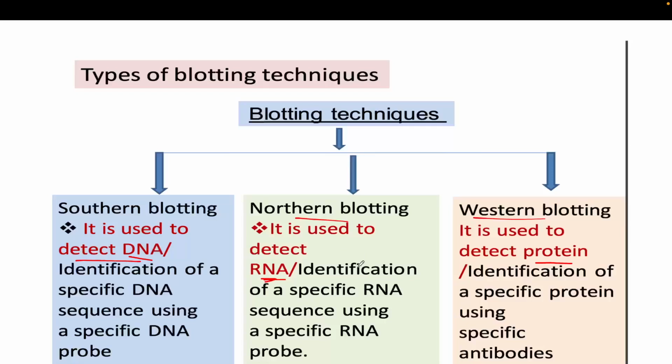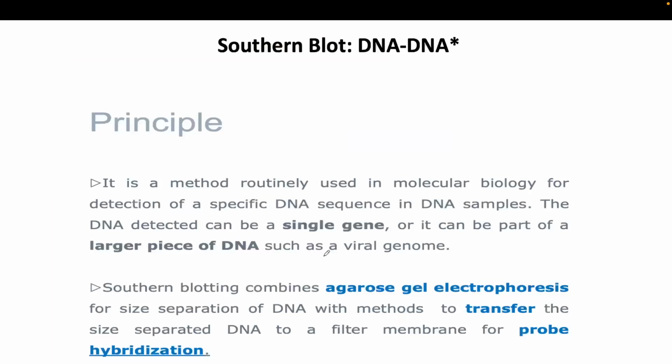Then we will see how Southern blotting, Northern blotting, and Western blotting are performed. Southern blotting, in another term, we generally pronounce it as DNA blotting, because here the target biomolecule is DNA, and you are identifying this DNA molecule by using a DNA probe. So that's why it is DNA blotting.